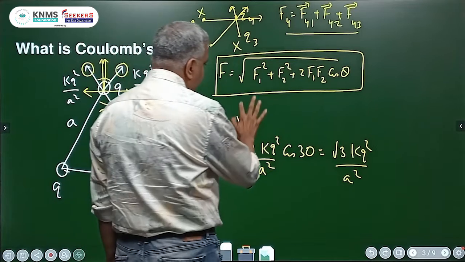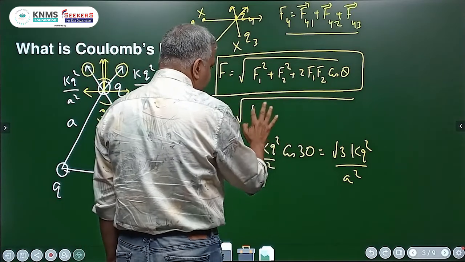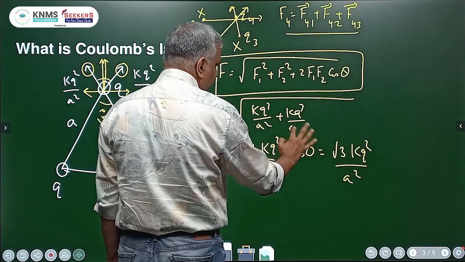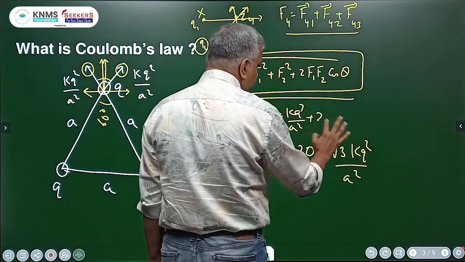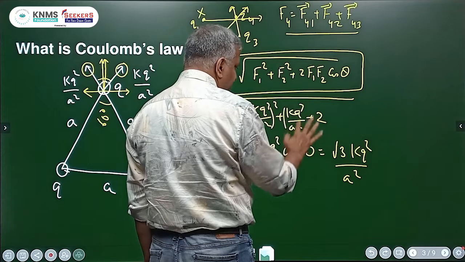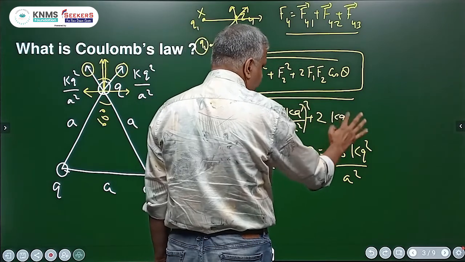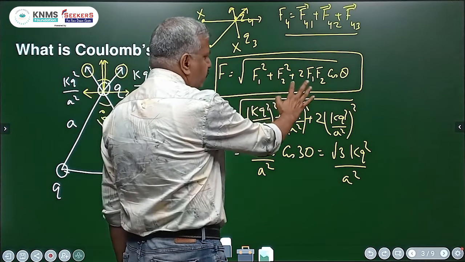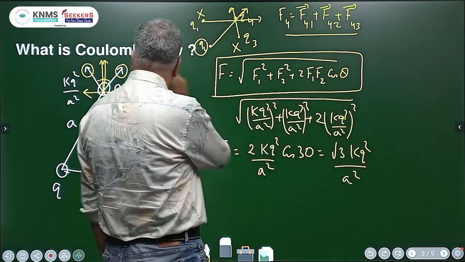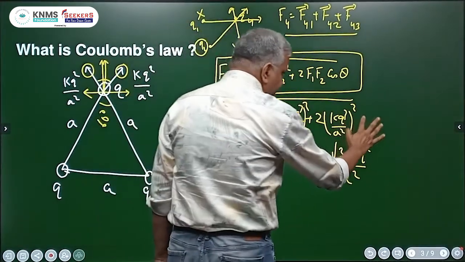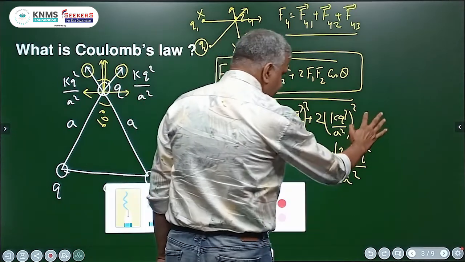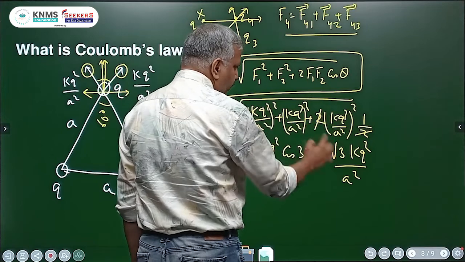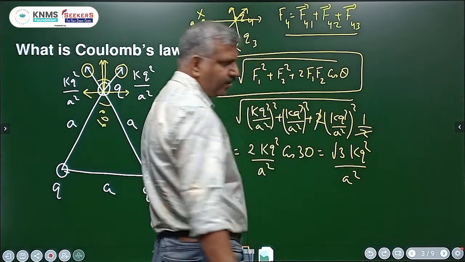So, in this case it will be equal to the square root of (kq squared upon a squared) squared plus (kq squared upon a squared) squared plus 2 times (kq squared upon a squared) the whole squared. So, you have F1 squared plus F2 squared plus 2 F1 F2 cos theta. Now, theta here is 60 degrees, cos 60 degrees is 1 by 2. So, because cos 60 is 1 by 2, I put 1 by 2. So, I can cancel these two. Now, when I take the root of this, I will get root 3 kq squared by a squared.